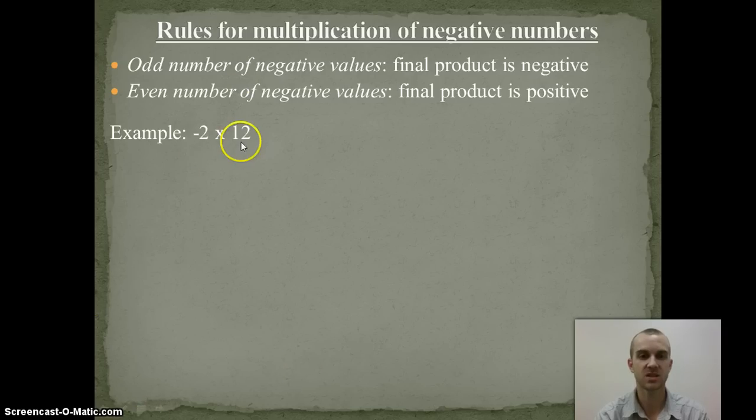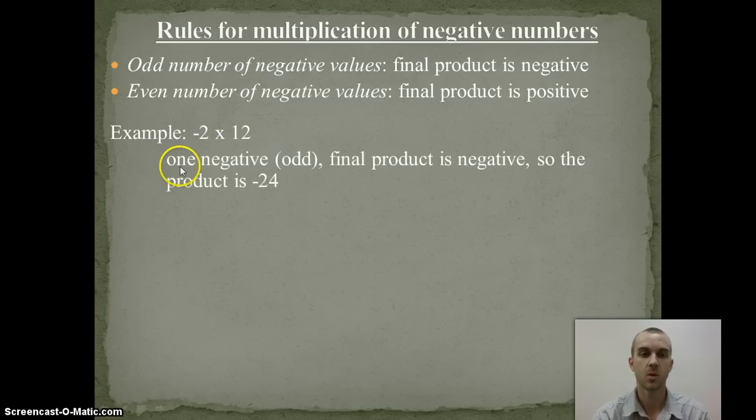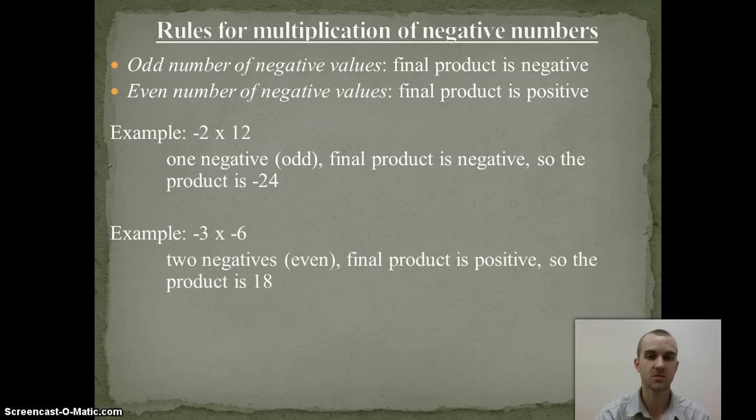Negative 2 times positive 12. There's only one negative. That's an odd number of values, so the final product is negative. It's negative 24. Whereas here we have negative 3 times negative 6. There's two negative values. That's even. So 6 times 3 is 18, and the final product is positive since it's an even number.